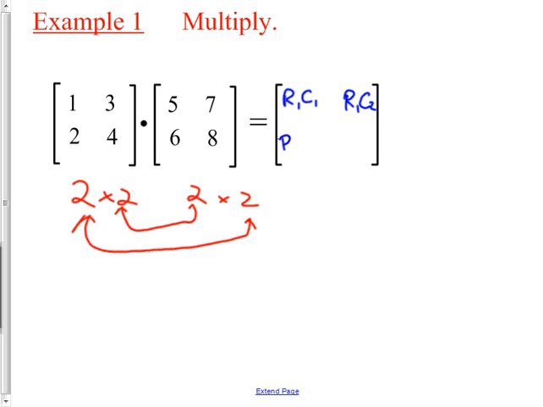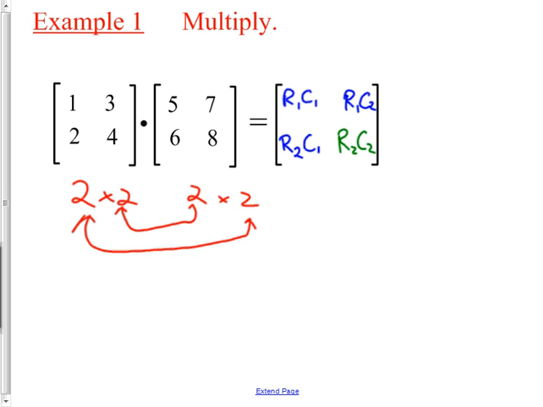This is row 2, but column 1. And the last one, Mr. B. Row 2, column 2. Good.